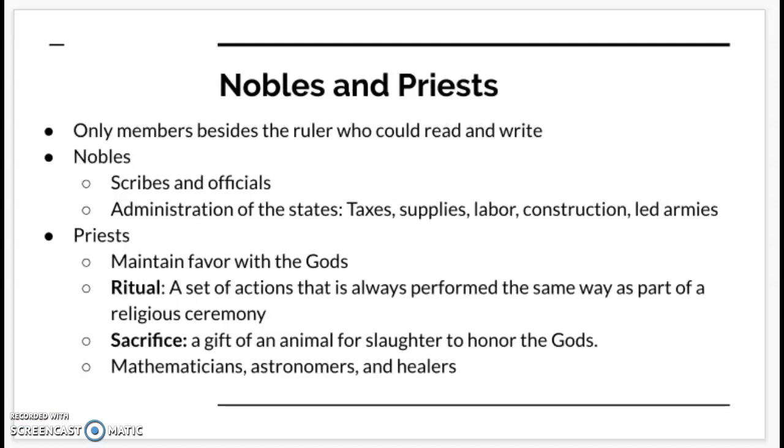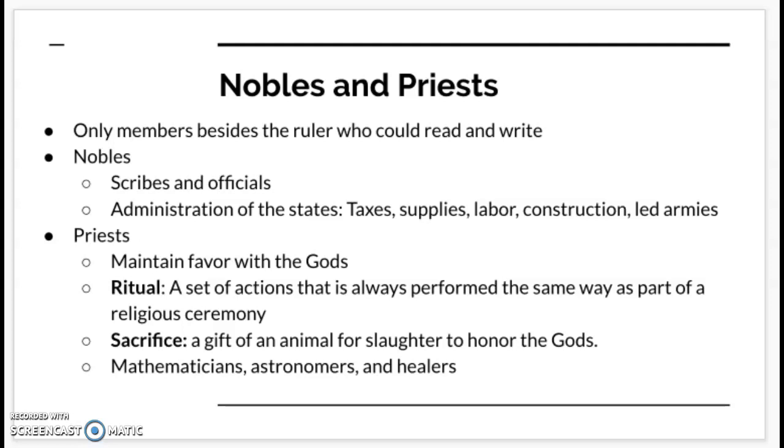The next level on our social pyramid, so right underneath the king, were nobles and priests. So only members besides the ruler who could read and write. So nobles were often scribes and officials, so that meant they took a lot of notes, they did a lot of the advising. They were also in charge of the administration of the states. So they did things like taxes, supplies, labor, construction, and led the armies. So think of them as kind of an all-around person who oversees all the little facets of the government.